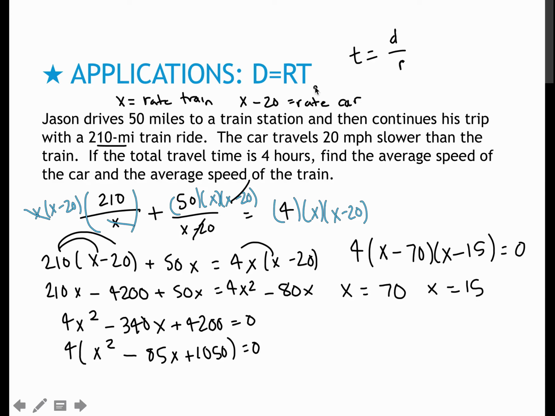Just like on our last example, the 15 doesn't make sense. And so I know that the train must be 70 miles per hour. And the car is 20 less than that. Of course, I couldn't take 20 away from the 15. That's why it wouldn't make sense. So that means the speed of the car is 50 miles per hour.